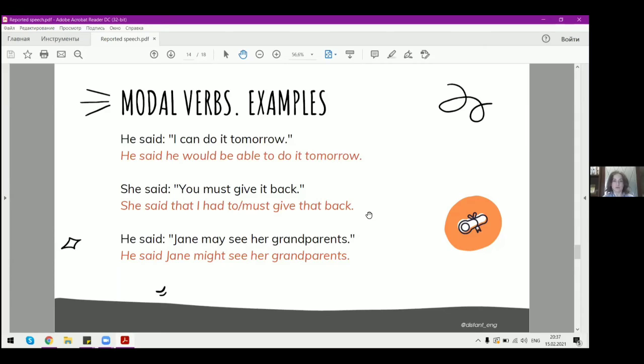It's about modal verbs and reported speech. And the last example, he said, Jane may see her grandparents. Yeah, she has some, I don't know, abilities, opportunities to see her grandparents. Why not? And we are transforming may into might, into past simple. He said Jane might see her grandparents. Nothing else is changing. Only this may into might. That one is wonderful, when nothing else is changing. So it's about modal verbs.